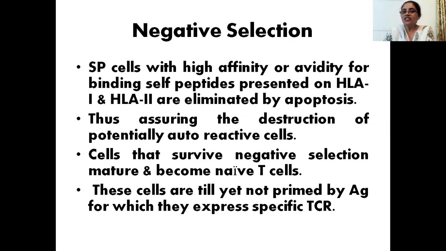So single positive thymocytes with high affinity or avidity for binding self peptides presented on HLA1 or HLA2 are eliminated by apoptosis. That means those which bind self peptides will be eliminated. They will be cleared. Now, why is this negative selection? Because the TCRs which bind with self peptides will be removed. This is to avoid self-destruction by autoreactive cells.